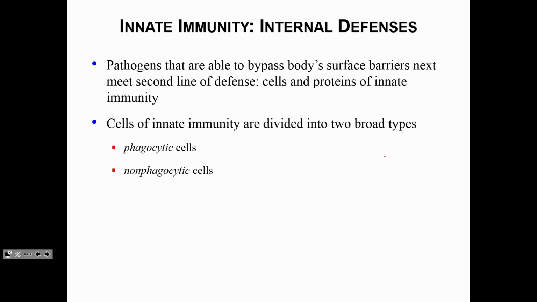All right, so pathogens that are able to get through those surface barriers have to meet the second line defense, and that's going to be your cells and proteins of innate immunity.